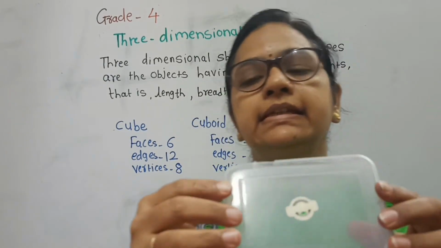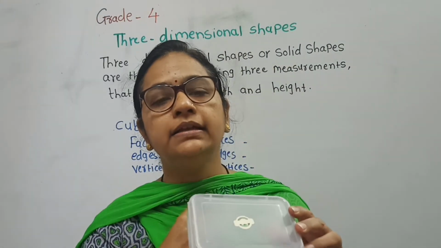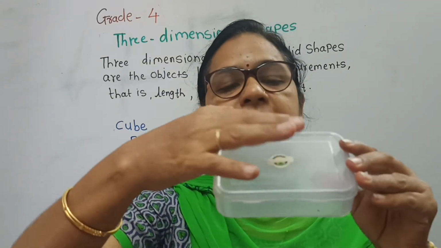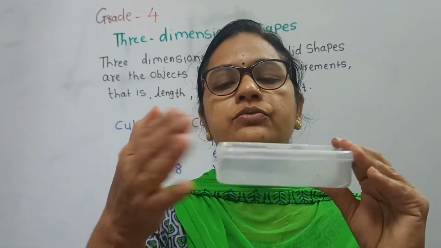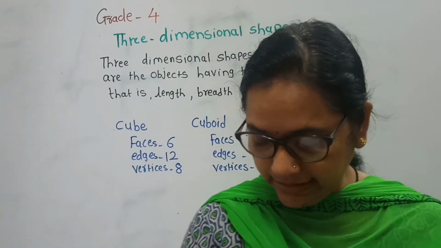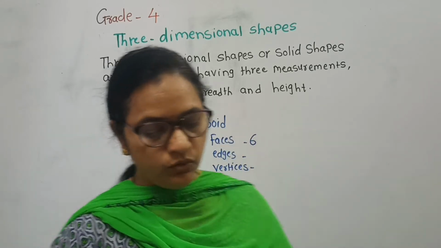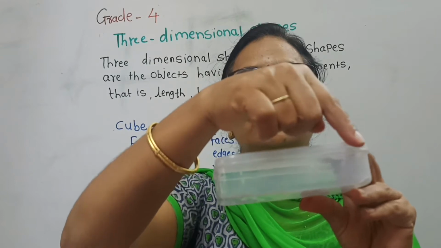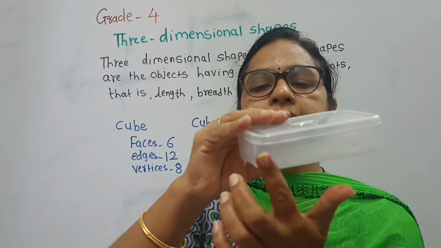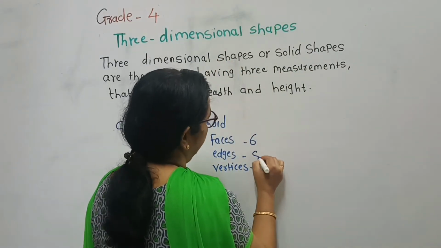Yes children. See, this box is in cuboid shape and this box also has 6 faces. 1, 2, 3, 4, backside 5 and downside 6. So a cuboid has 6 faces. Now edges. Edges 1, 2, 3, 4, 5, 6, 7, 8. So a cuboid also has 8 edges.